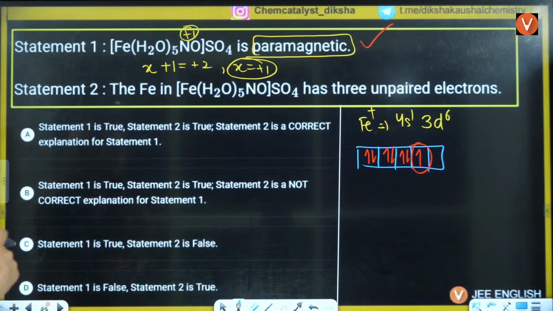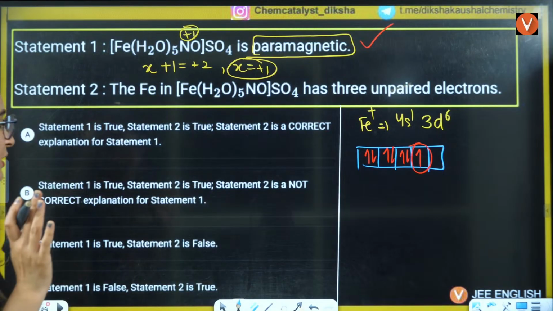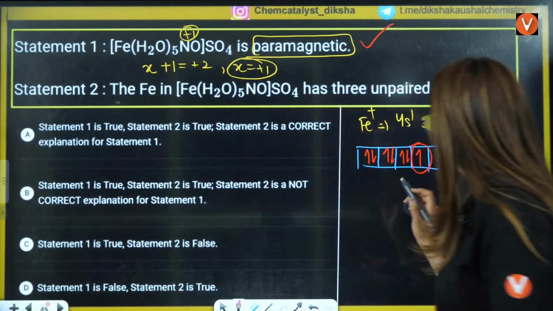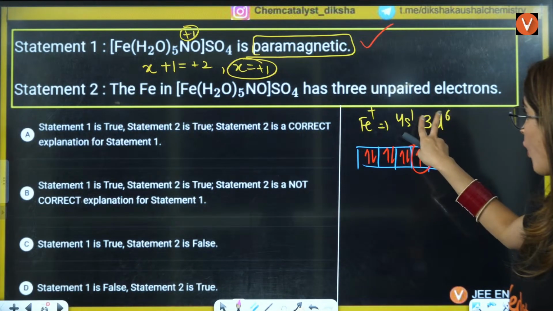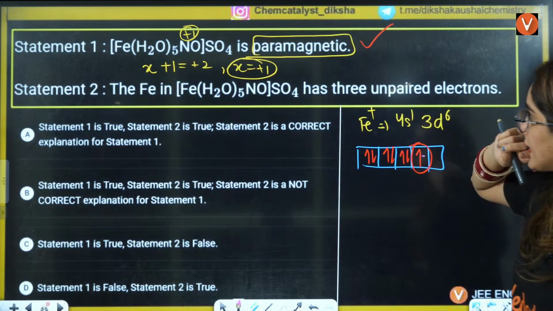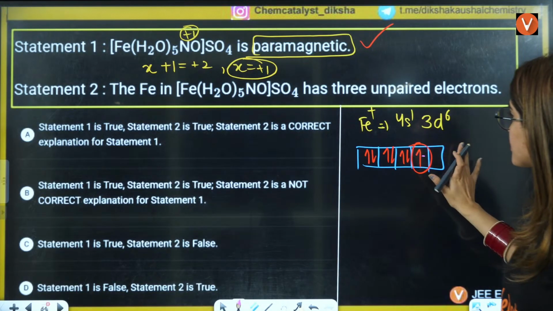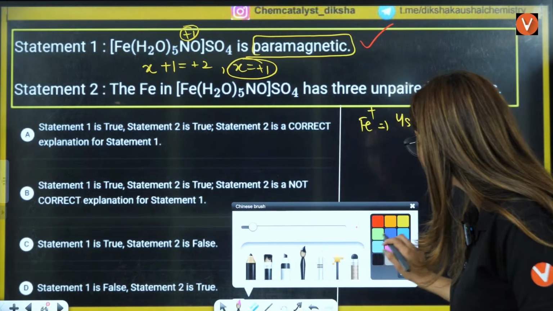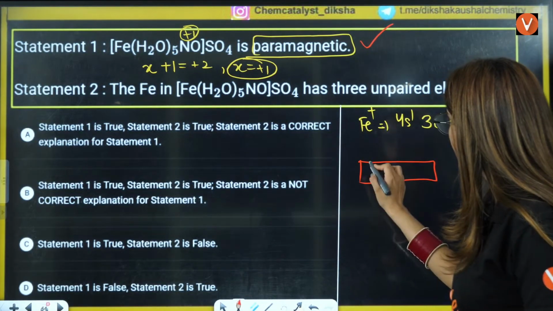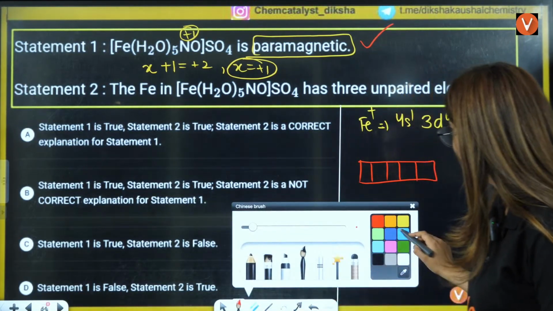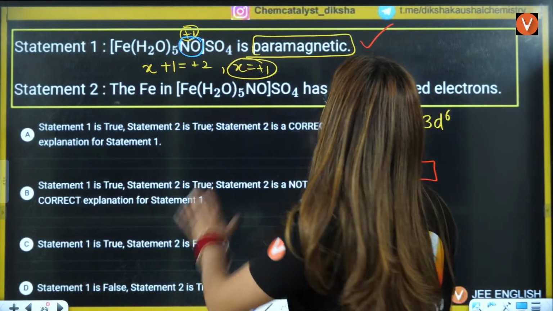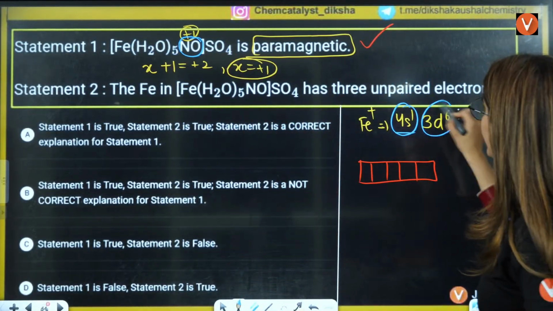Because here they're asking about the unpaired electron, no? Then we should also know that 3d7 is going to look like this. Okay, because all the electrons will be paired here. This is an interesting example, you know. Why? Because here, because of this NO, it will take out the electron from 4s and 3d also.